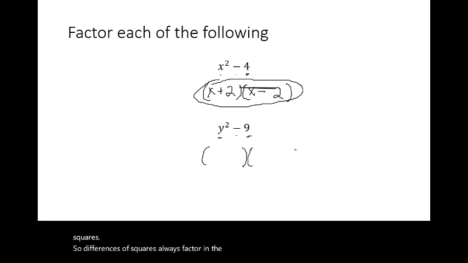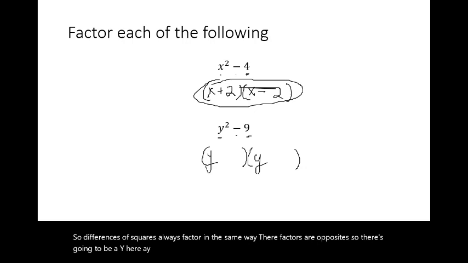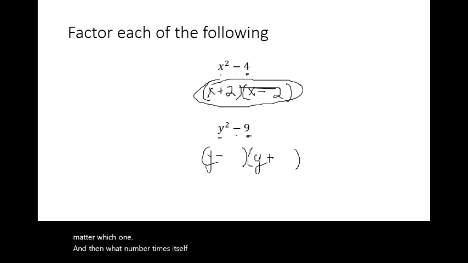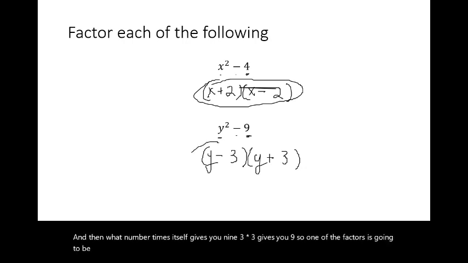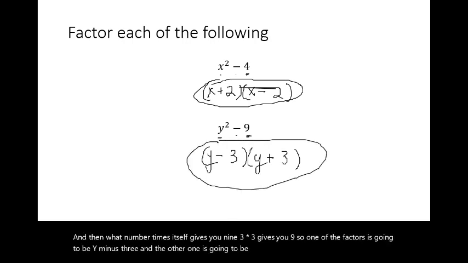Their factors are opposites. So there's going to be a y here, a y here. One of the factors is positive, the other one is negative, doesn't matter which one. And then what number times itself gives you 9? Well, 3 times 3 gives you 9, so one of the factors is going to be a y minus 3, and the other one is going to be a y plus 3.